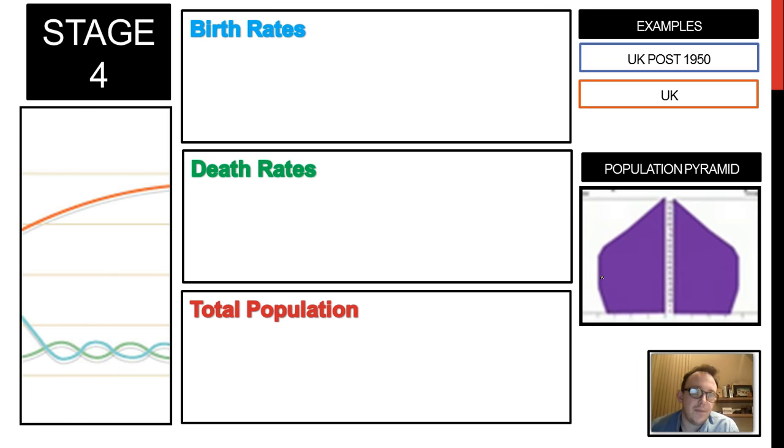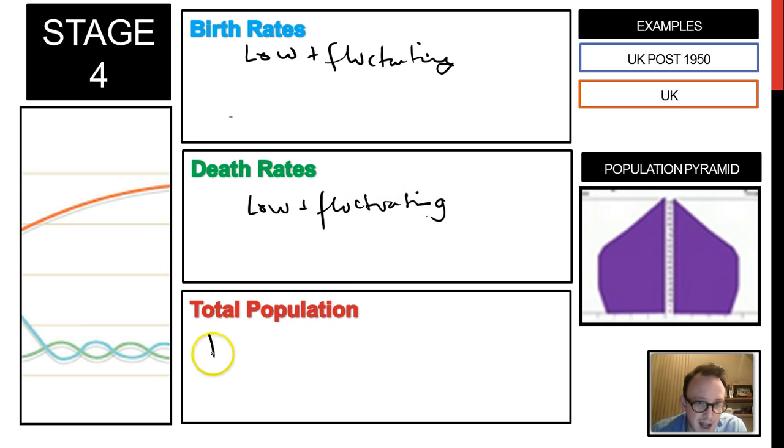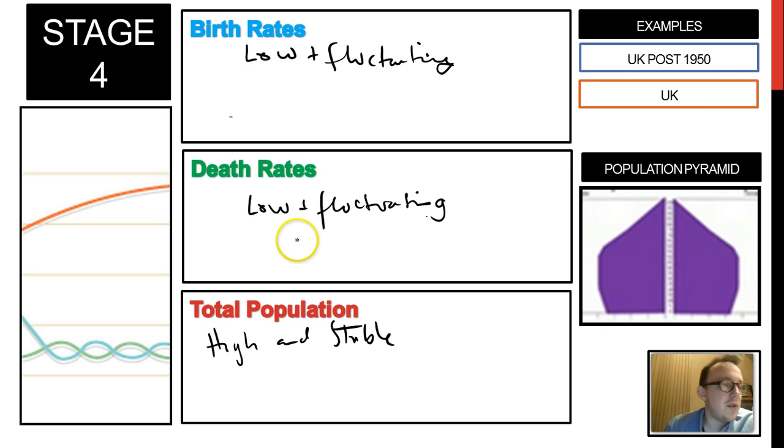Okay, stage 4. Now we're at a point where birth rates are low and fluctuating. Okay, and death rates are low and fluctuating. And total population is high and stable. Okay. Now the reasons for this is that birth rates are now under control. There's plenty of access to contraception and such like things. Death rates are under control with good medical care. This sort of country would be an MEDC.